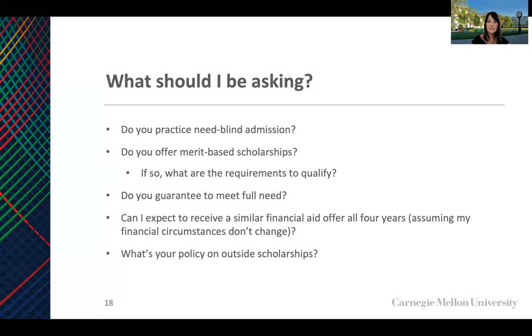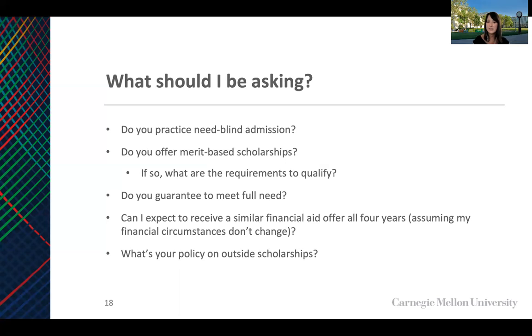Does the school guarantee to meet full need? And like I mentioned earlier, Carnegie Mellon is about 99% there. We meet about 99% of full need, and that is with a mix of grants and federal loans and federal work study. So definitely ask the universities what they're doing to meet need.